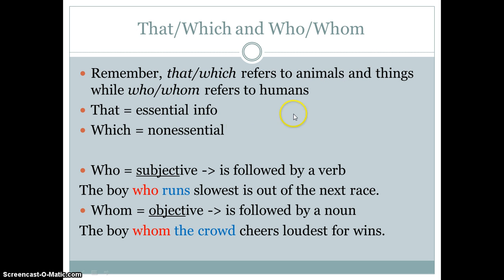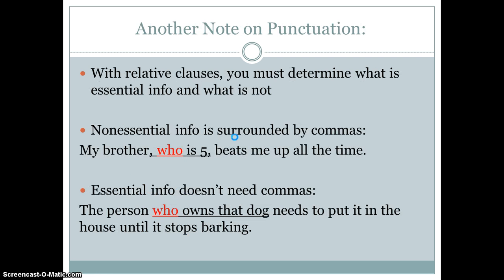Hopefully. All right, again, remember, that and which refer to animals and things, whom refers to humans. That's a good rule to remember. It'll just make you look smarter. All right, so this gets even more in depth with knowing which one to use. It's kind of like when we talked about how to know whether or not we use I or me. It's the same principle with whom. That and which is a little different. You use that when the information is essential. You use which when the information is not essential.